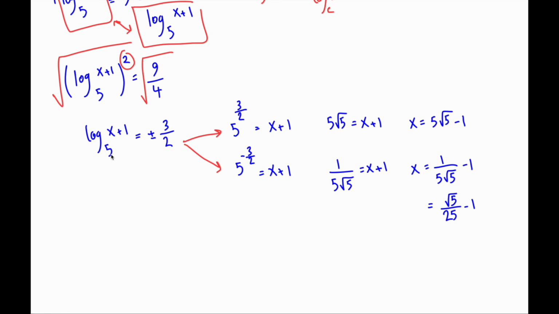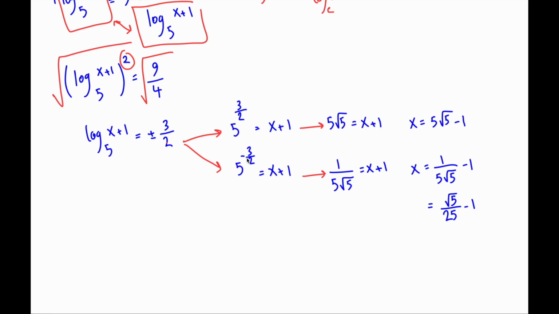The first one, well, according to the definition of logarithm, 5 to the power of 3 over 2 should give me x plus 1 here. Also, one of my answers was negative 3 over 2. Therefore, 5 to the power of negative 3 over 2 should give me x plus 1. And then from here, I need to make x the subject of the equation. So therefore, I get x is 5 square root of 5 minus 1.